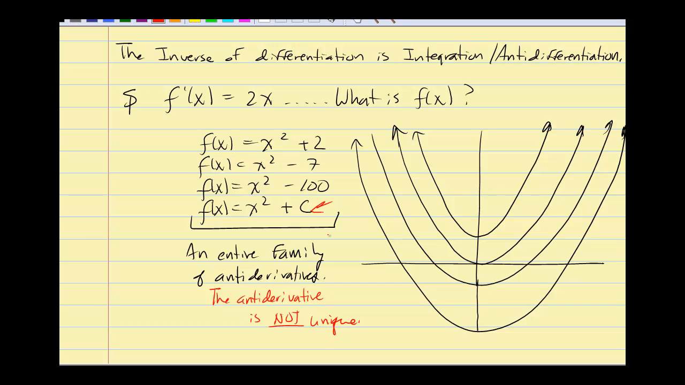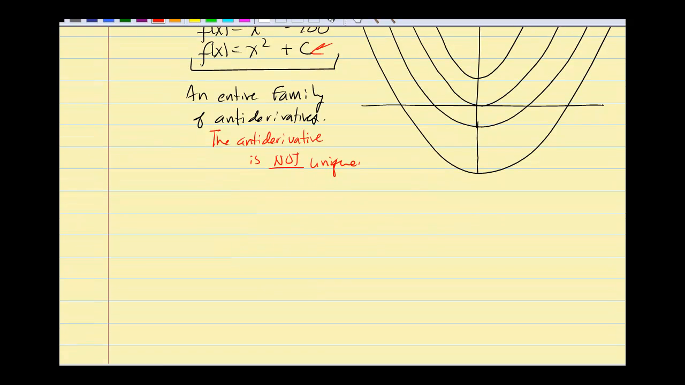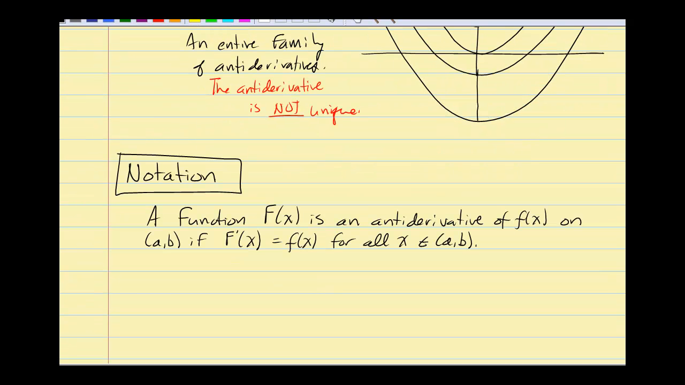Now we need to look at a specific note on notation here. This notation change involves using a cap F and a lowercase f. Specifically, we have a function cap F of x. Cap F of x is known as the antiderivative of our lowercase f of x on the open interval (a, b), which means it has to be differentiable, if the first derivative of cap F of x is equal to lowercase f of x. And this has to be true for all x in the open interval (a, b).